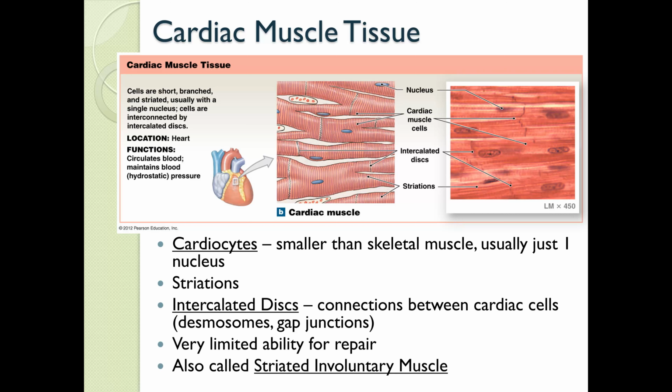Cardiac muscle tissue is also called striated involuntary muscle. Again, it's striated because it has the striations from the actin and myosin, and it's involuntary because you don't have conscious control over it. You can't think, okay, I'm going to stop beating my heart right now, right? So you can't have voluntary thought control over using this type of muscle.